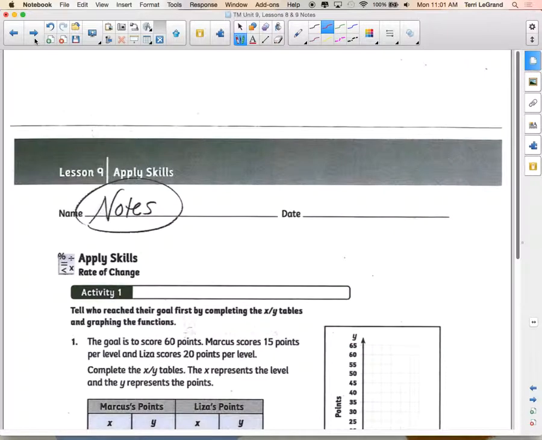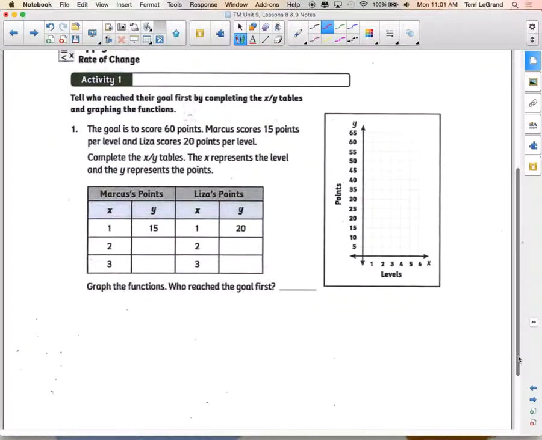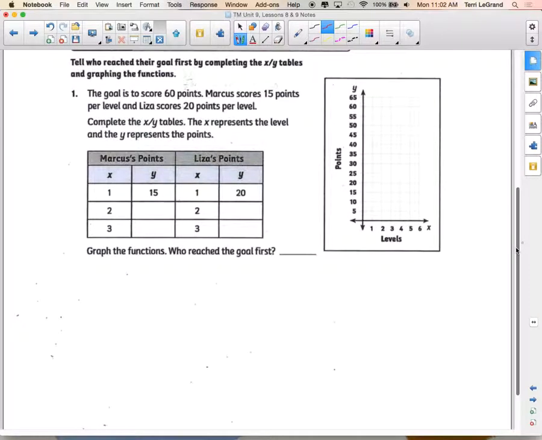Okay, let's go do one more thing. Our other learning goal, which states I can compare 2 functions using graphs. So tell who reached their goal first by completing the table and graphing the functions. The goal is to score 60 points. Marcus scores 15 points per level, and Liza scores 20 points per level. We're supposed to complete the tables and then make a graph. So let's take care of Marcus first. Marcus scores 15 points per level. So level 1, he scores 15 points. 1 times 15 equals 15, right?